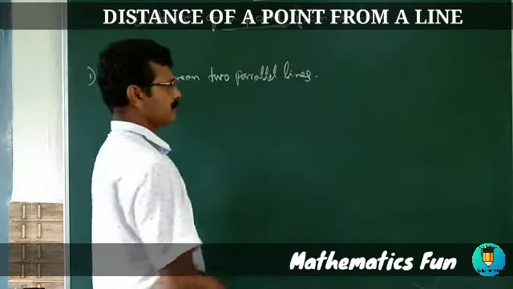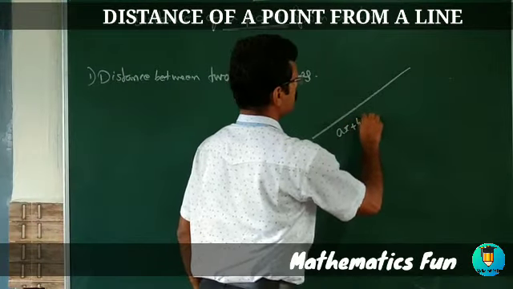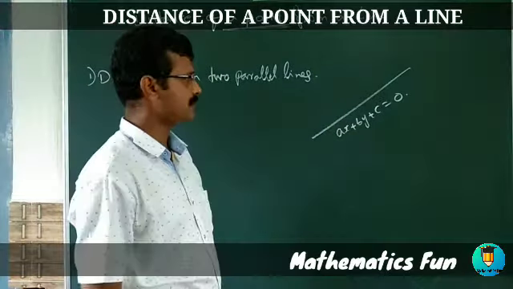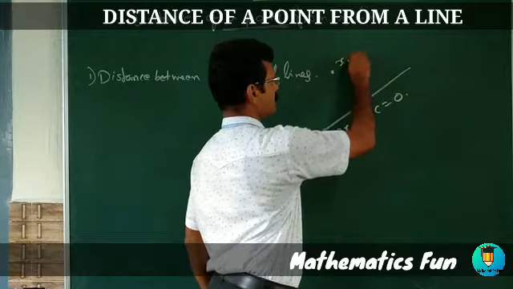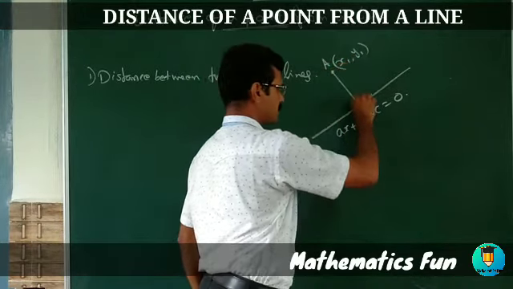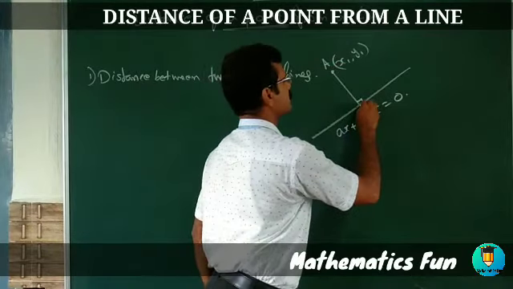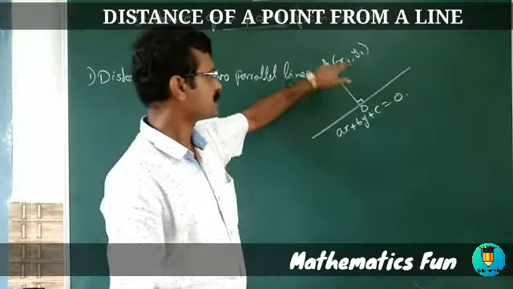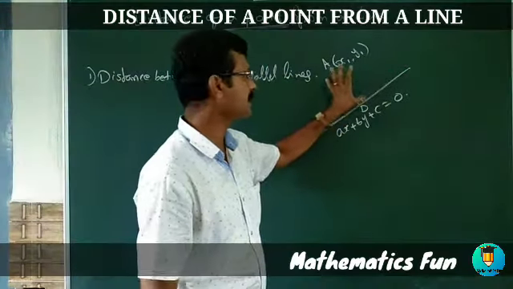So let the line be ax plus by plus c is equal to 0, and let the point be given as x1 comma y1. So we have to find out this distance. Distance means a perpendicular distance, that is, if I mark it as D, we have to find out AD. So the distance of the point x1 y1 from the line, this AD, we have to find out.